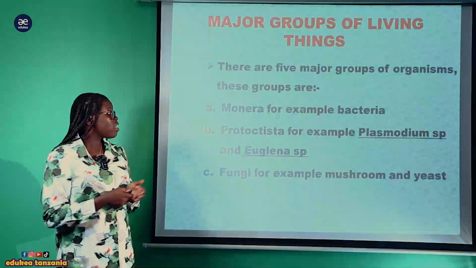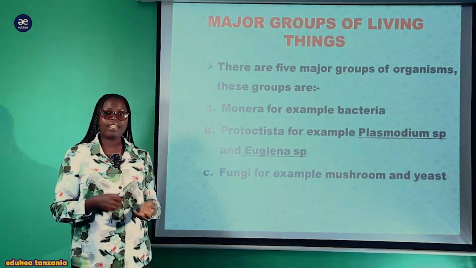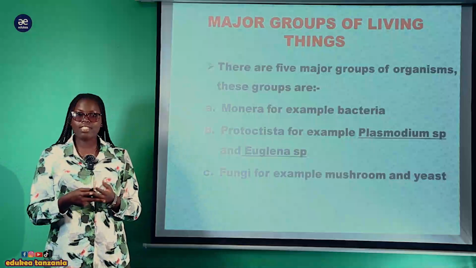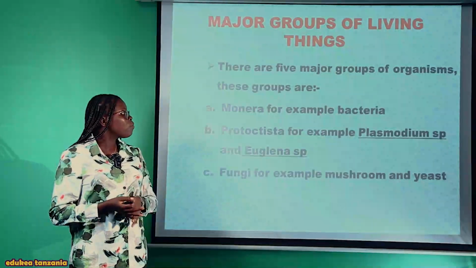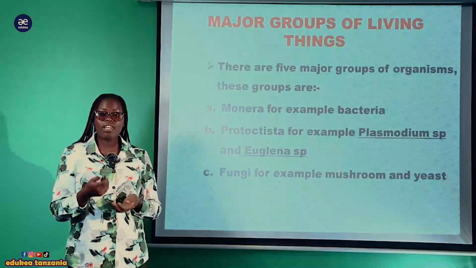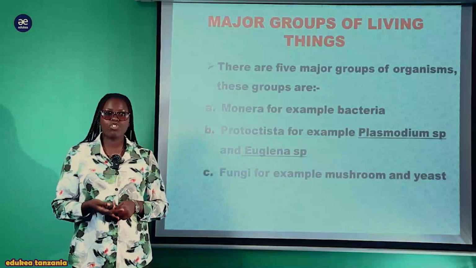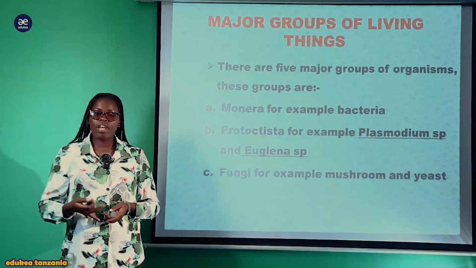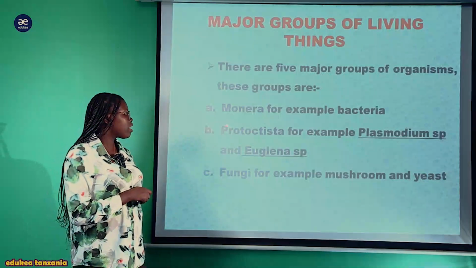The first one, we have the kingdom Monera. Within the kingdom Monera, there are bacteria. Example, there is Euglena. Example, there is this amoeba. There are different groups of the bacteria, some which are very beneficial, some which are very dangerous to the health of the living things. The second group, we have the kingdom Protoctista.